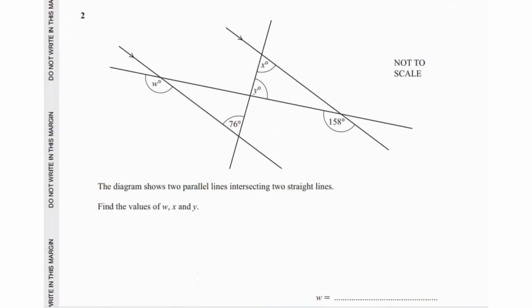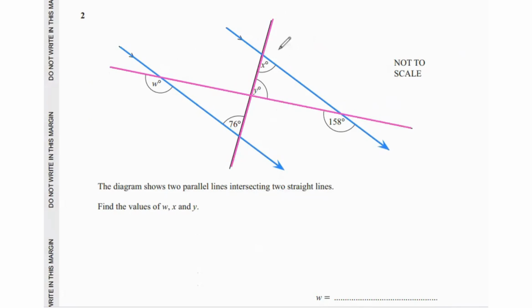Then it says the diagram shows two parallel lines intersecting two straight lines. Find the values of w, x, and y. So the arrows show that these two are the parallel lines. Let me just highlight them. These are our parallel lines. And then these two are our straight lines, this one and this one. So the question says that we have to find the value of w, x, and y.